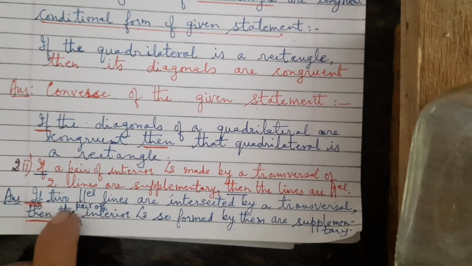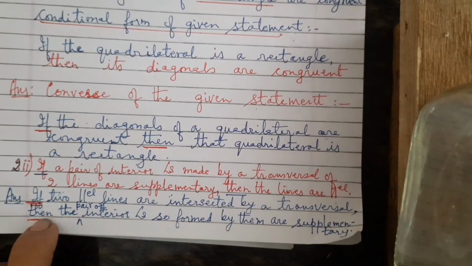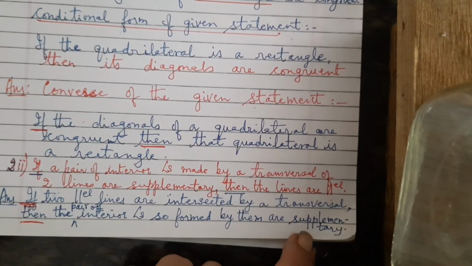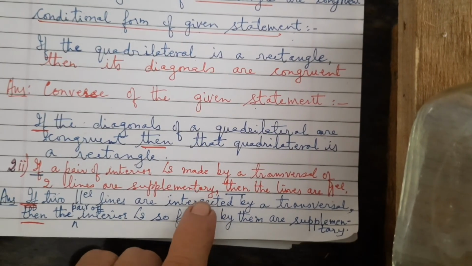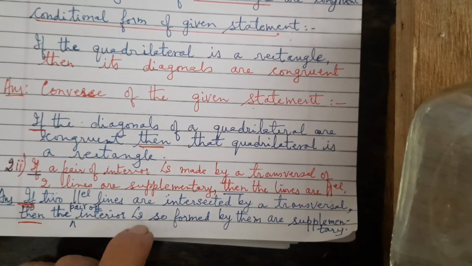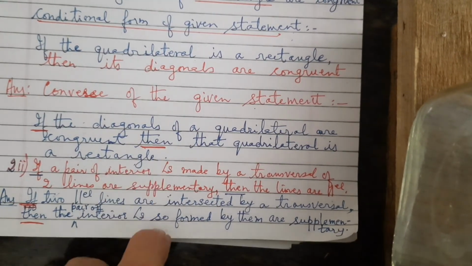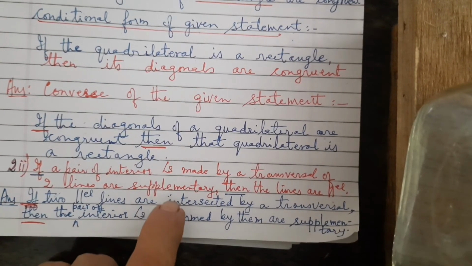Now in the if part I will say, if two parallel lines are intersected by a transversal, then a pair of interior angles so formed by them are supplementary. So this is how you can write the converse of the given statement. Now remember that the converse and the given statement are not one and the same. The given statement is different from the converse.